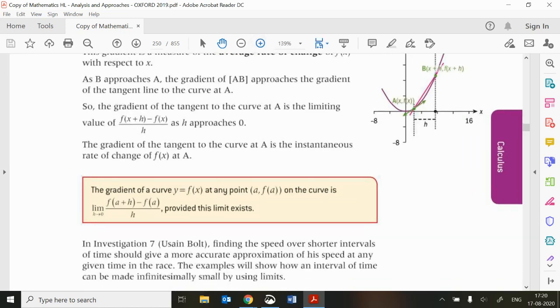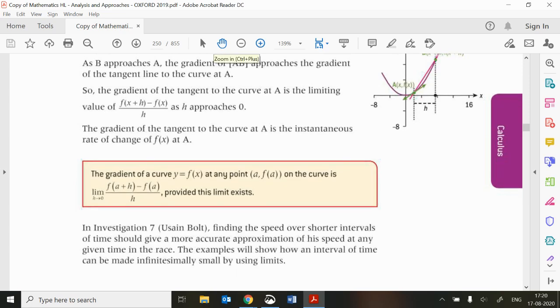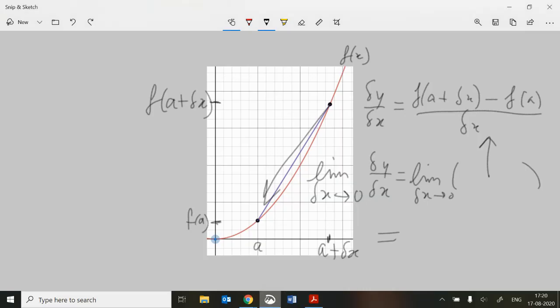Okay, so now they flick back the x and f of x in their little red box here, and they've changed the x, f of x to a, f of a. So they're talking at this point a, f of a, then our gradient of the curve at this particular point is the limit of h tending to 0 of f of a plus h minus f of a, divided by h. Okay, that's the same as what I've got.